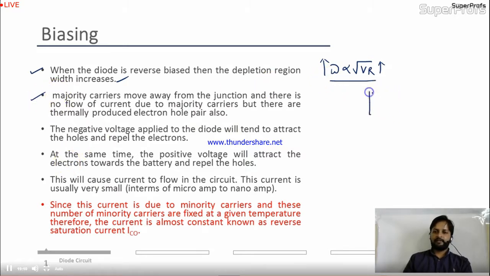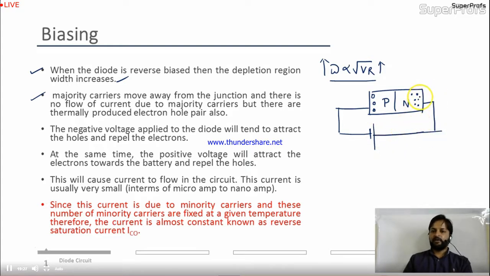See, this is the P region, this is the N region. Here in the excess we have electrons, here in the excess we have holes. Now you connect the negative terminal of the battery to the P type and the positive terminal of the battery to the N type. So all electrons will move to the outside of the N, attracted by the positive terminal of the battery. All electrons will come to the positive terminal of the battery and sink over here. Is it okay? So majority carriers are going away. Majority carriers move away from the junction. This is the junction.